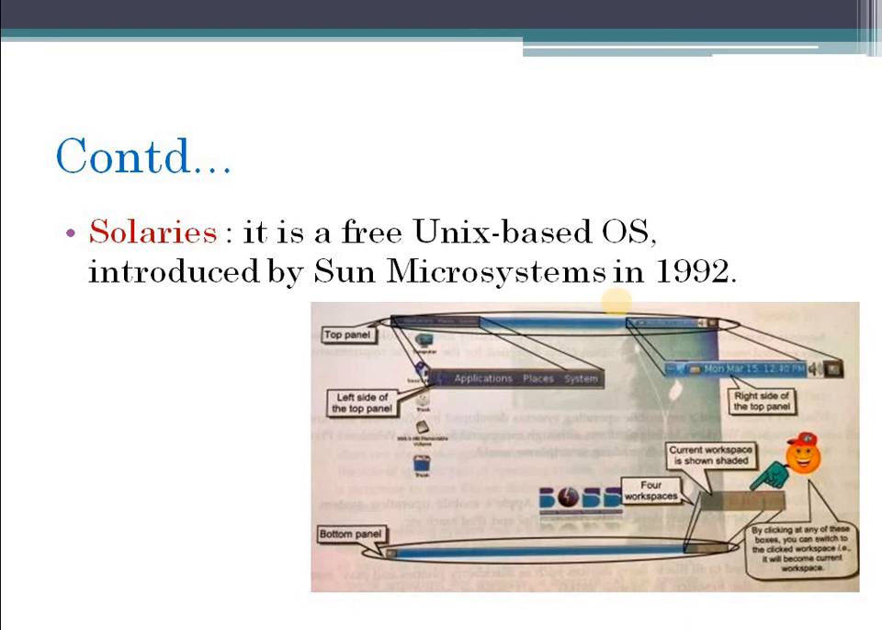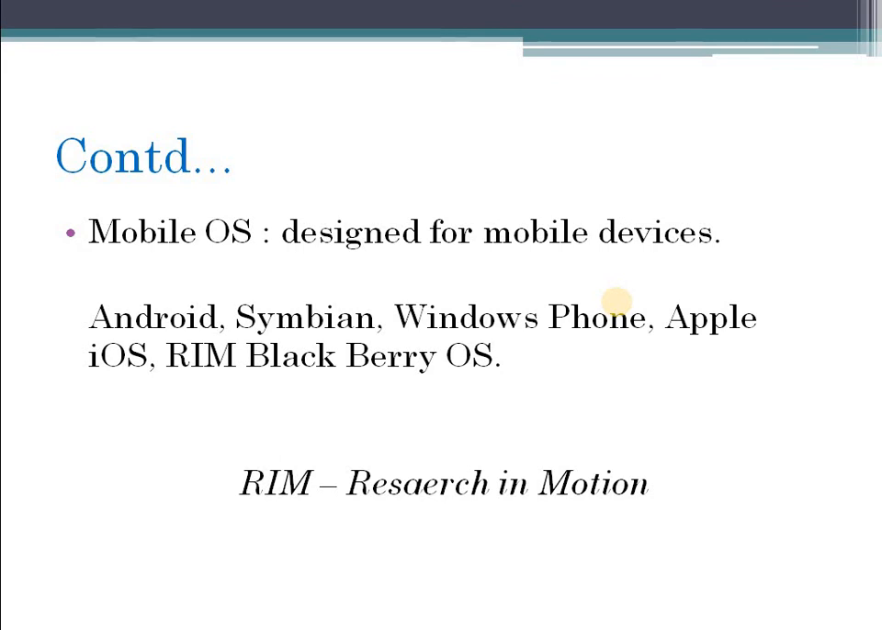Solaris is also an OS introduced by Sun Microsystems, and it is the successor of SunOS. The Solaris operating system, or in short Solaris, was introduced in 1992 by Sun Microsystems. Mobile OS, designed for mobile devices. Examples of mobile OSs are Android devices, Symbian devices, Windows Phone, Apple iOS, RIM BlackBerry OS.